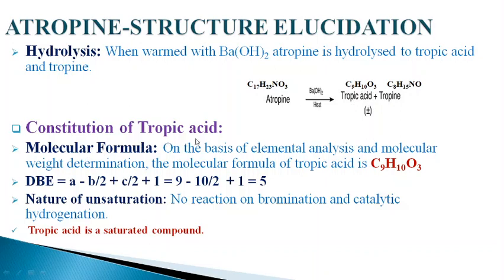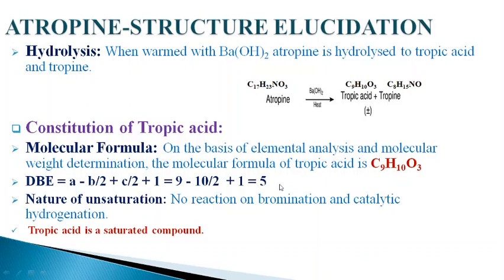Now the constitution of tropic acid. As usual, the molecular formula on the basis of elemental analysis and molecular weight determination comes out to be C9H10O3. Next is the degree of unsaturation, determined by the double bond equivalence formula. Here A is 9 and B is 10, and there is no nitrogen atom present, so C is not there. Substituting the values of A and B, we get the double bond equivalence equal to 5.